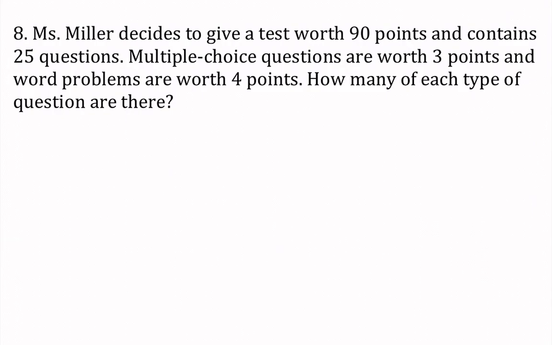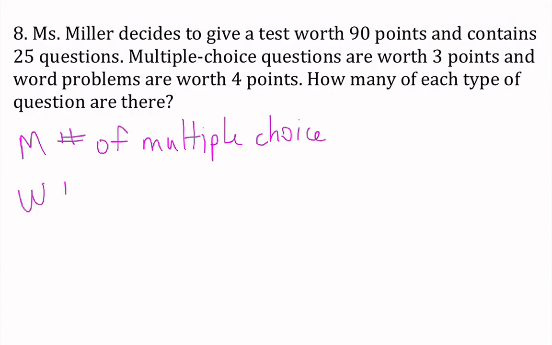Ms. Miller decides to give a test that's worth 90 points and contains 25 questions. Multiple choice questions are worth 3 points and word problems are worth 4. How many of each type of question are there? So the two types of question we have is multiple choice and word problems. So similar to the last problem, we're going to let M stand for the number of multiple choice, and W stand for the number of word problems.